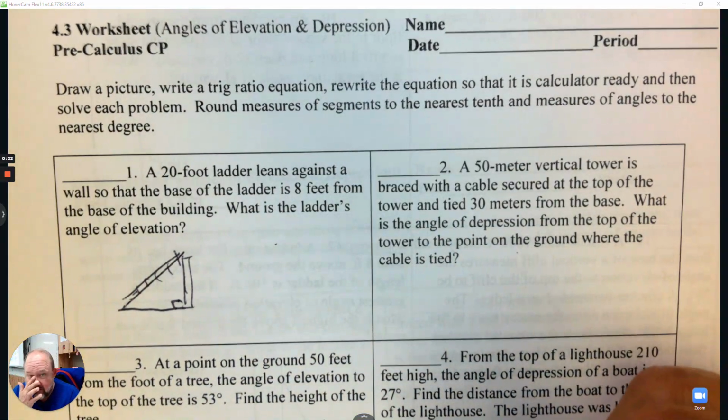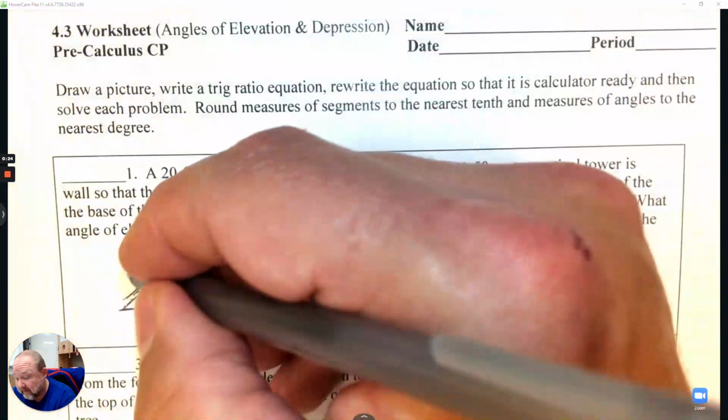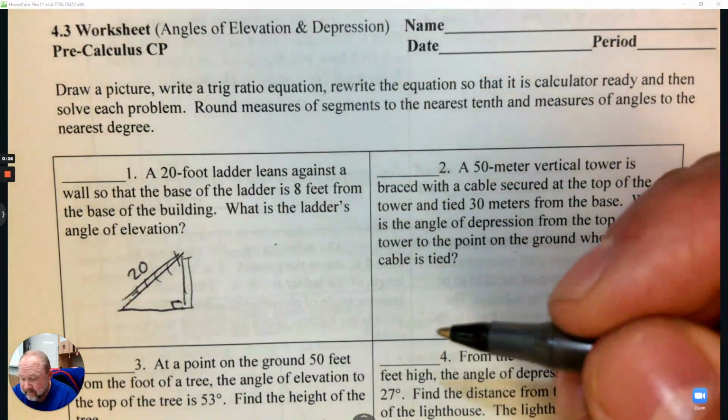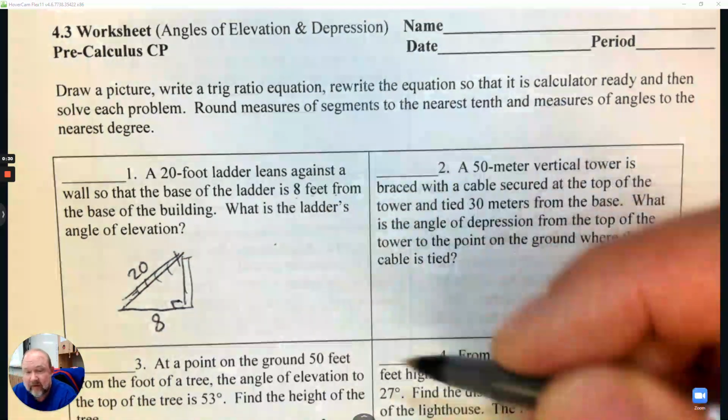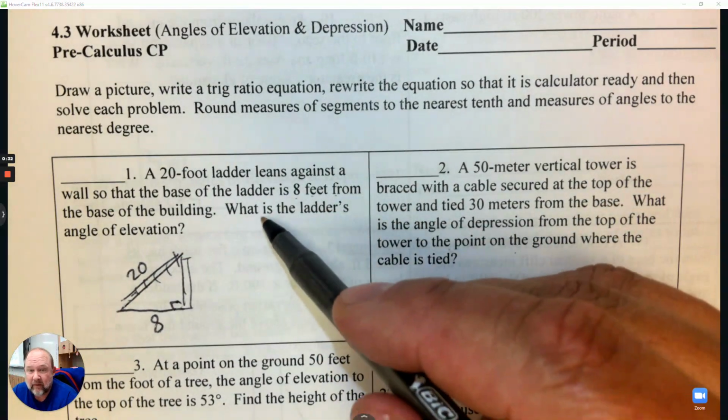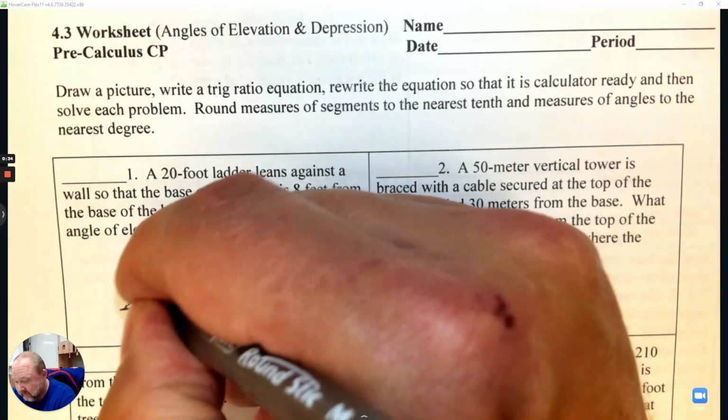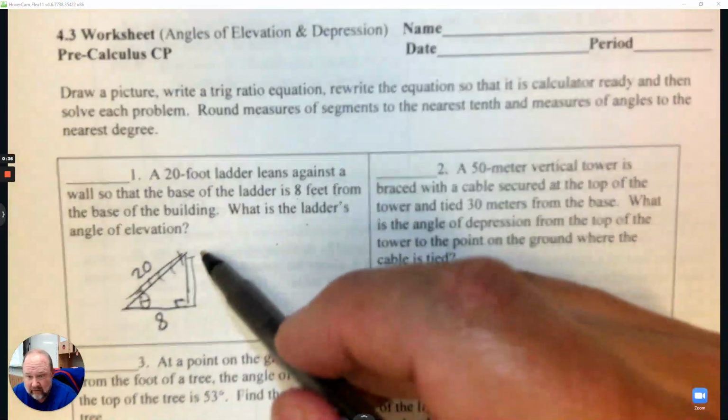And then once we have that triangle drawn, we're going to label it. So the ladder is 20 feet. The ladder is 8 feet from the base. So the base is the bottom right here. And the question is, what is the ladder's angle of elevation? That's there in the corner, the angle looking up.